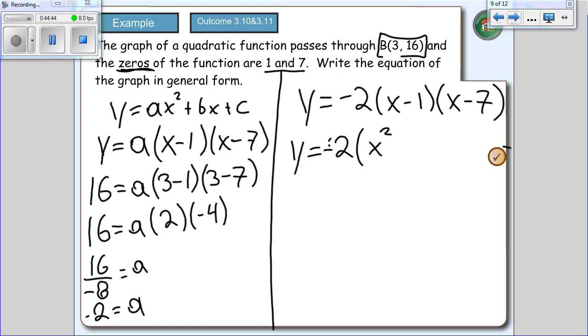Now you distribute your 2 in. Because this still isn't general form. General form doesn't have anything out front. So multiply that negative 2 into everything, and it's y is equal to negative 2x squared plus 16x minus 14. It is crazy, and none of it was really that hard, right? It's a lot. It's a lot of knowledge. It takes a lot of time, but nothing is that extreme.